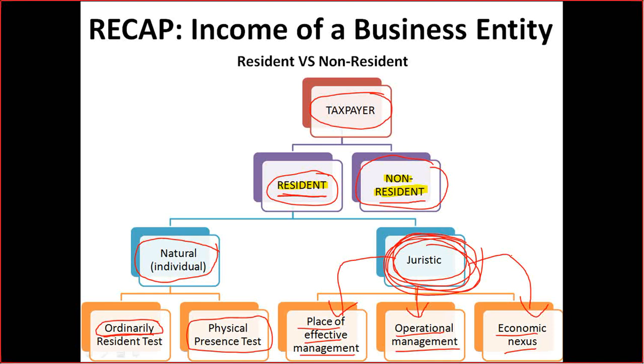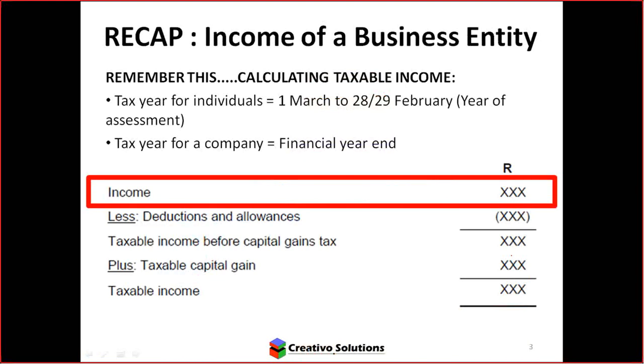There have been short questions on it, but it is important obviously because we need to decide on how to tax the actual business. Once you know what they are, resident or non-resident, then we're going to be calculating the taxable income. Taxable income is what we actually use to tax the business. That's where the rates come in.